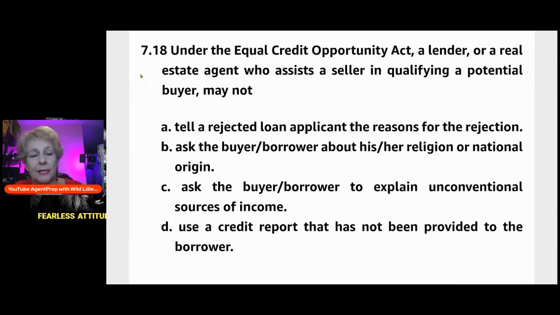All right, number 18. Under the Equal Credit Opportunity Act. So what kind of act? Equal Credit, not Equal Employment Opportunity Act. Equal Credit Opportunity Act, a lender or a real estate agent who assists a seller in qualifying a potential buyer may not do what? So, Equal Credit Opportunity Act. A lender or a real estate agent who assists a seller in qualifying a potential buyer.